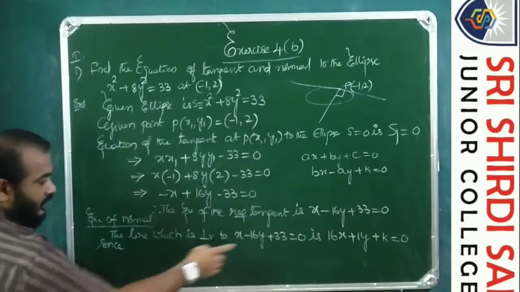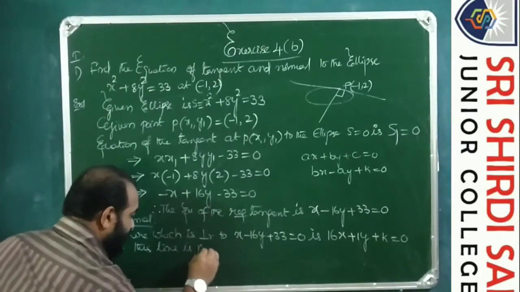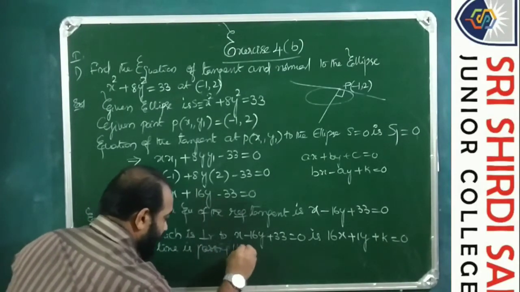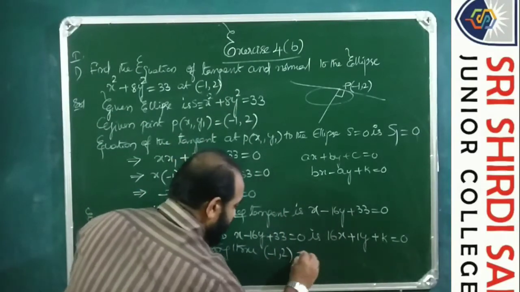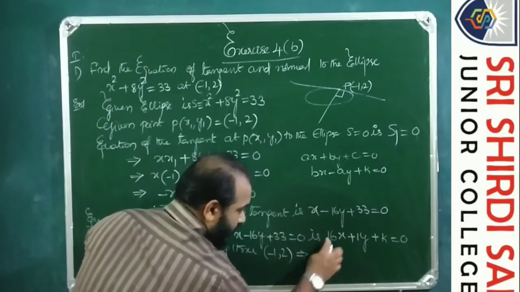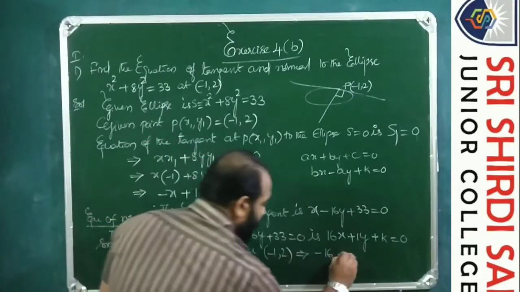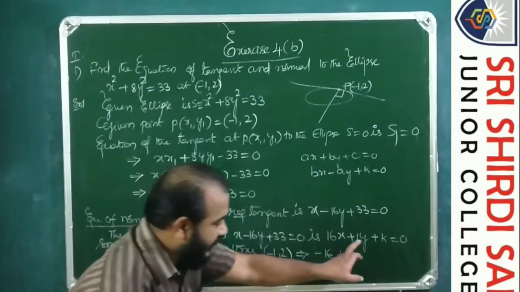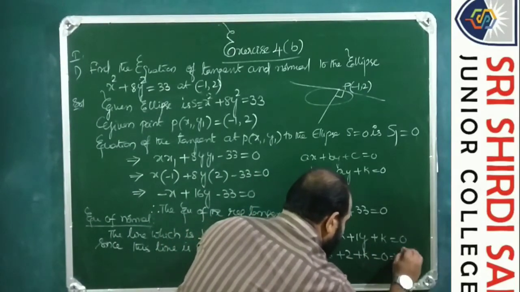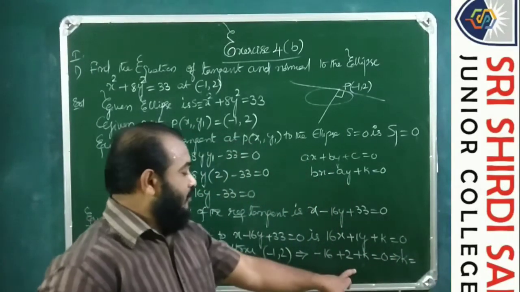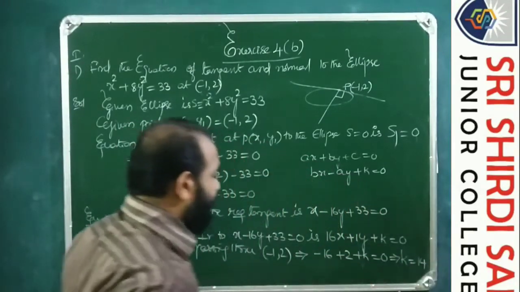Since this line is passing through (-1, 2), substitute: 16 into minus 1 is minus 16, plus 1 into y, which is 2, plus k equals 0. So from this, k is equal to minus 16 plus 2, which is minus 14. If you transpose to the other side, that is plus 14.